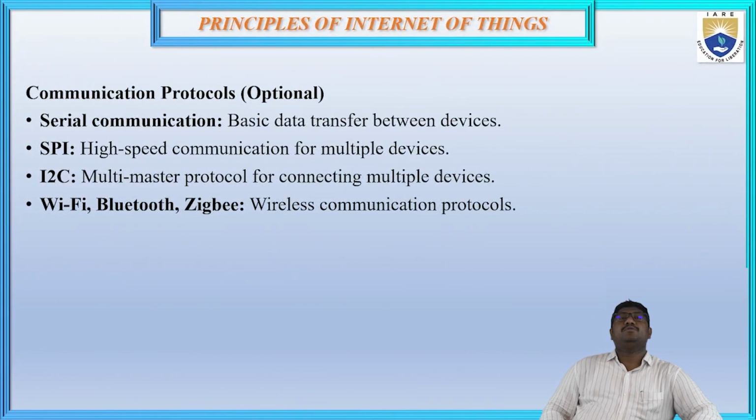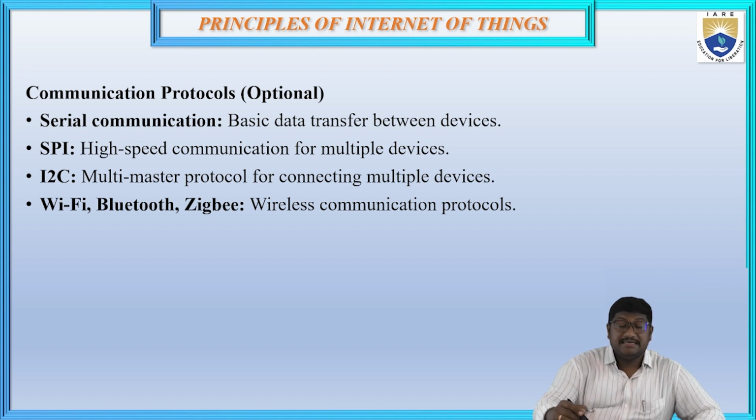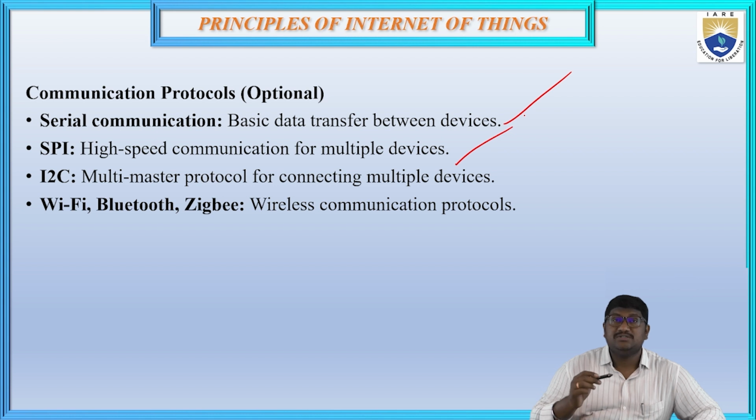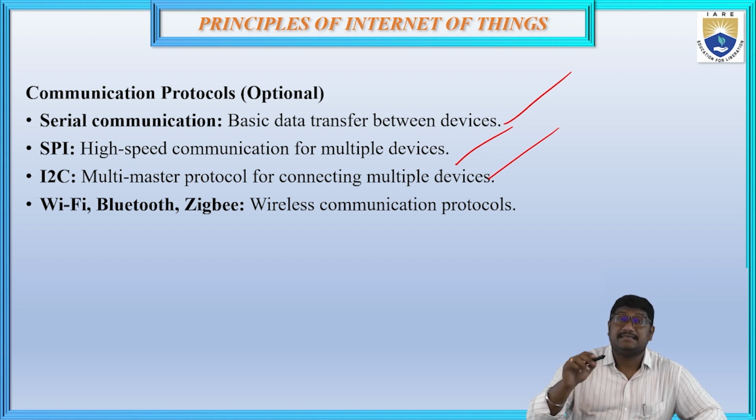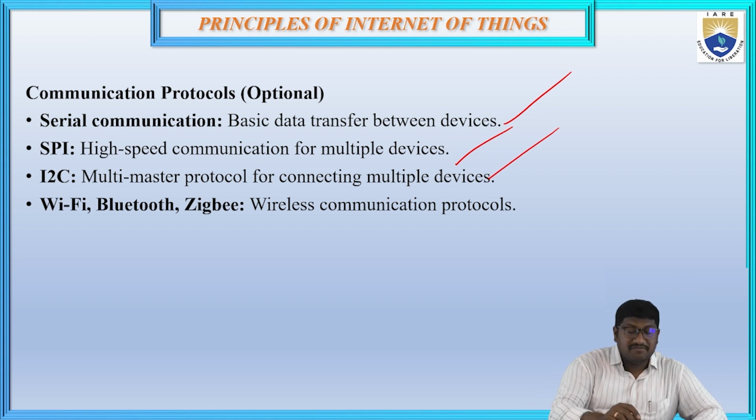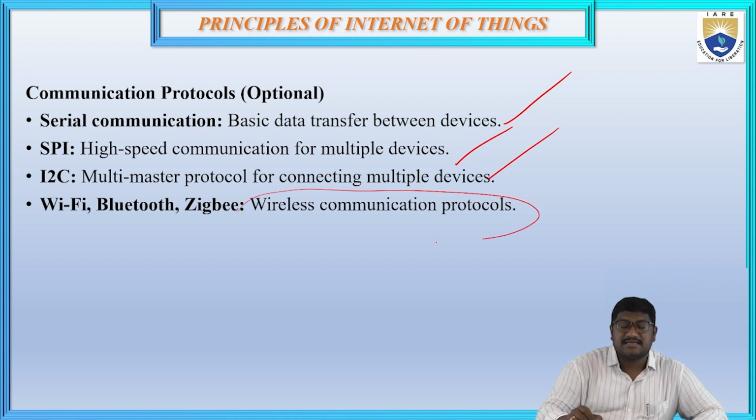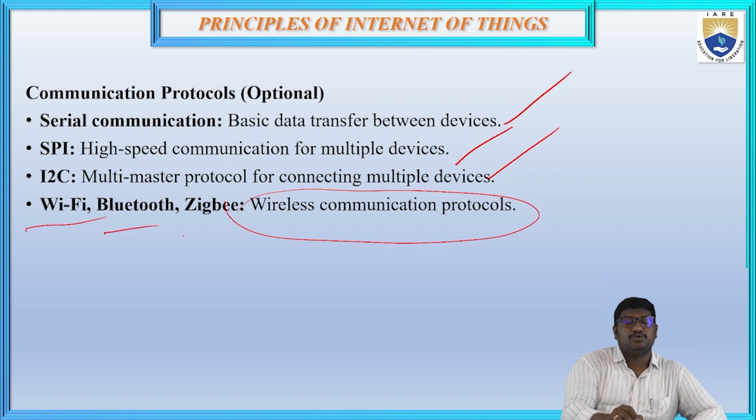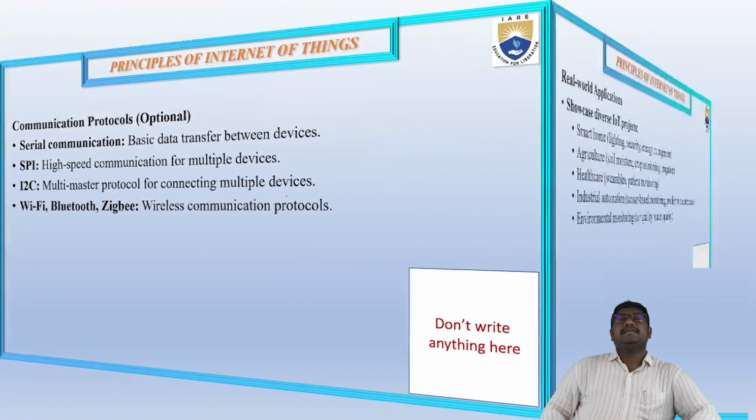And coming to communication protocols, I already told you, in the communication protocols, these three will play a major role. The first one is serial communication, which is UART, basic data transfer between devices. Coming to SPI, which is high speed communication for multiple devices. I2C, a multi-master protocol for connecting multiple devices. Got it, guys? Wi-Fi, Bluetooth, Zigbee are used for wireless communication protocols.